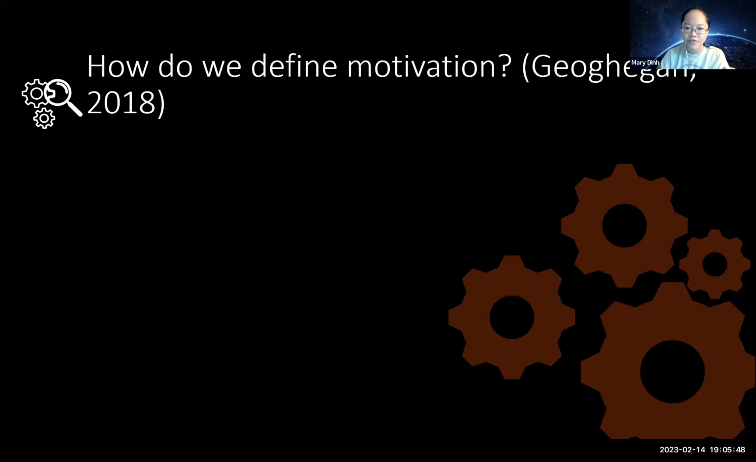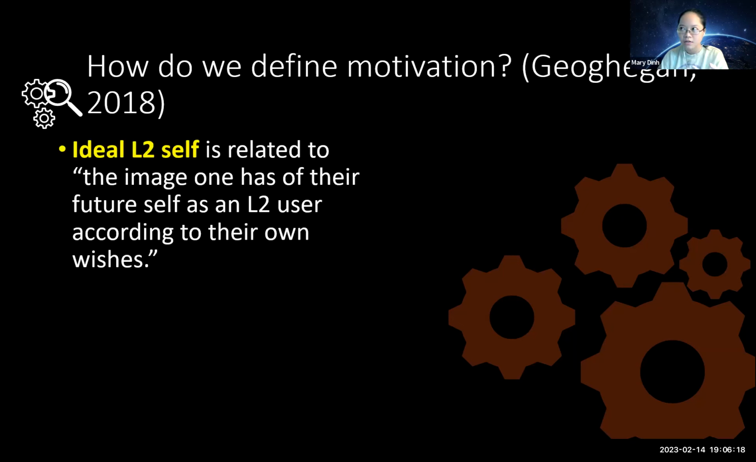So how do we define motivation? There are different definitions out there, right? We learned motivation from the perspective of investment in the first part of the class, but other scholars also have different definitions. And the paper that we read relies on Dörnyei and colleagues in 2018. And they say that motivation actually relies on how you make sense of yourself. There are two ways that you can make sense of yourself. The first way is called the ideal second language self. Yingru, can you help me explain what the ideal second language self is?